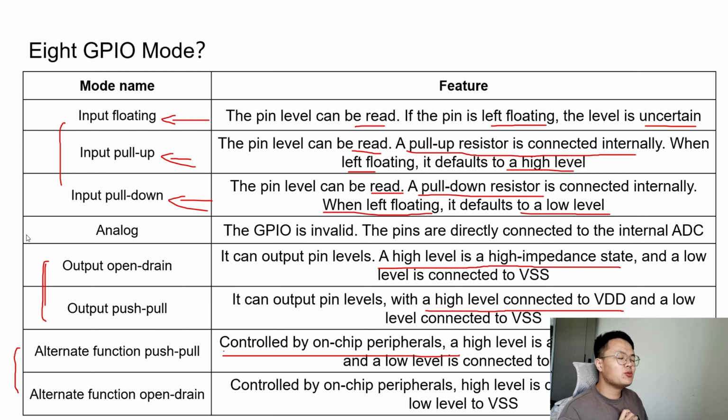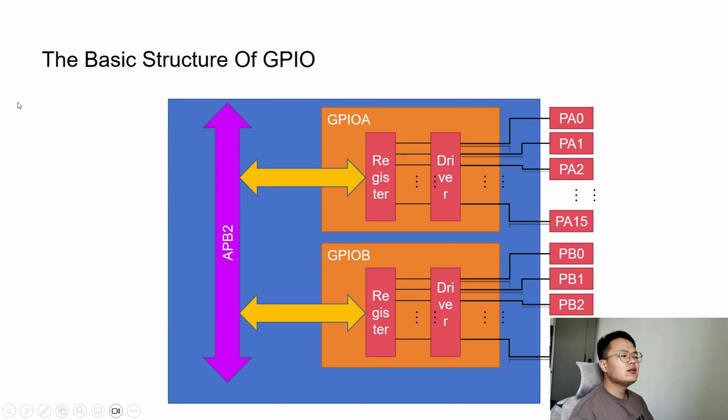Okay, these are the 8 GPIO modes. I think you can easily understand what they are after listening to my introduction. And this is the basic structure of GPIO. This is our GPIO here, GPIO-A and GPIO-B.